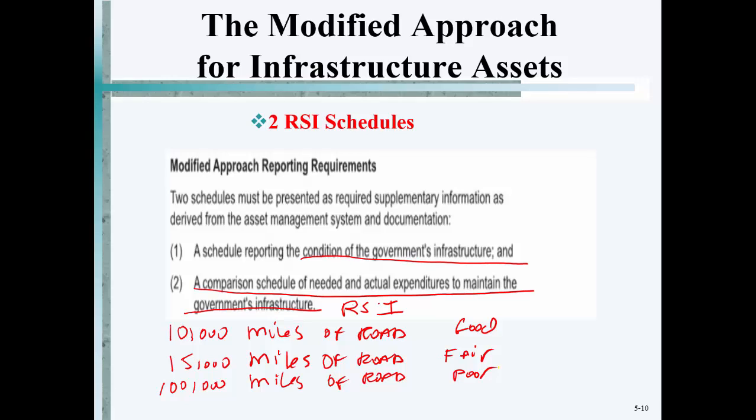Right? If I'm an auditor and they're reporting that, I need something to help me show that they've gathered this information correctly, right? So they have to have a system that allows them to do this because they're going to report this as part of their RSI.